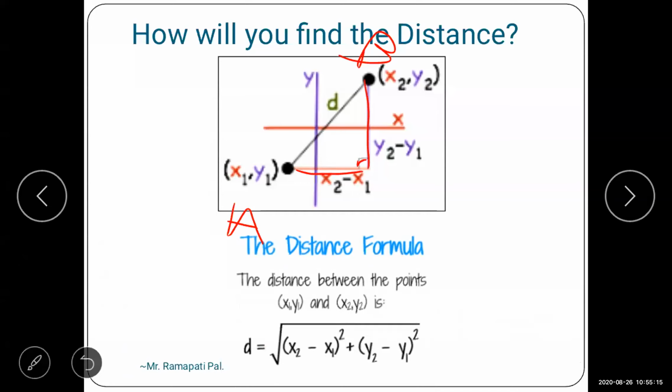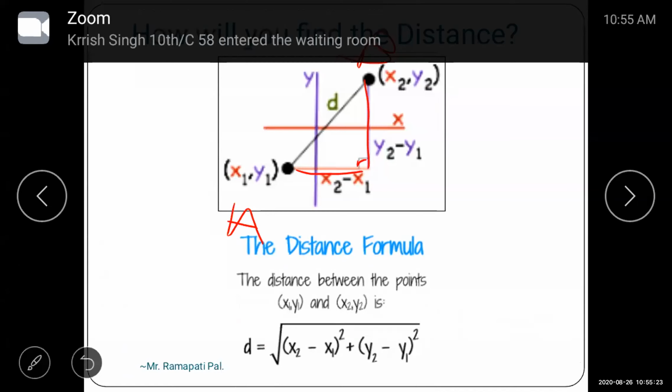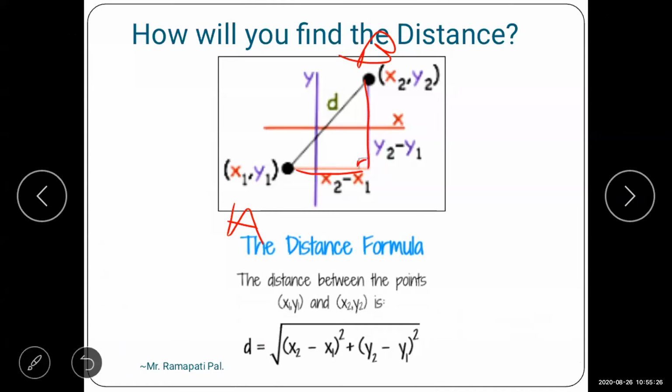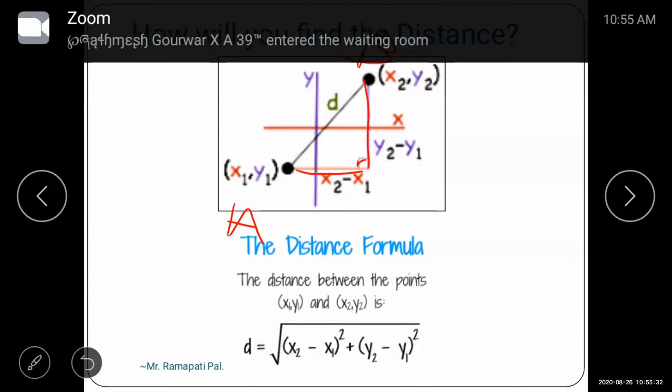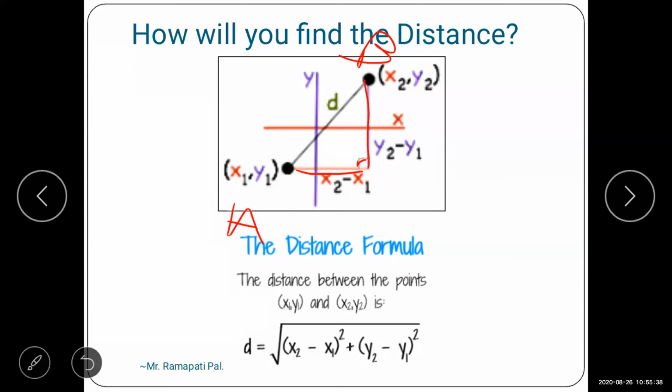The distance formula: the distance between the points (x1, y1) and (x2, y2) is d is equal to square root of (x2 minus x1) whole square plus (y2 minus y1) whole square. Is it clear? So it is the Pythagoras theorem only. We can say d square is equal to (x2 minus x1) whole square plus (y2 minus y1) whole square. Is it clear? So which formula are we going to use here? Distance formula to find out the distance. Is it clear?